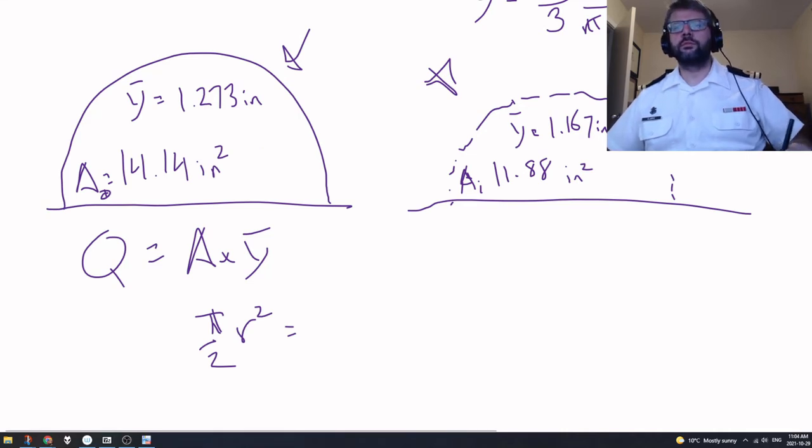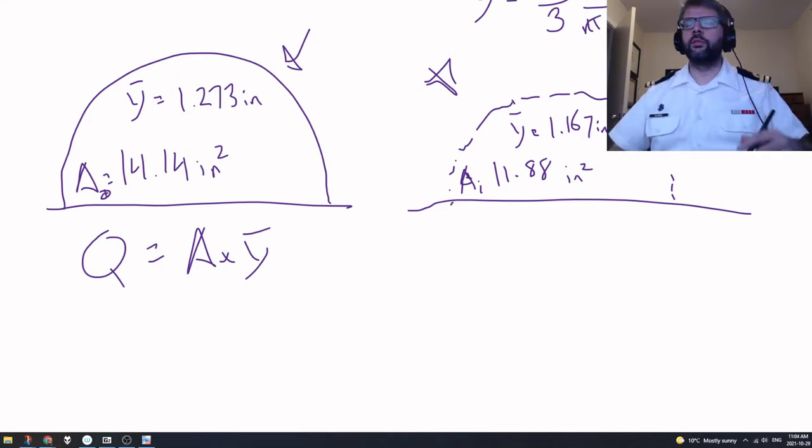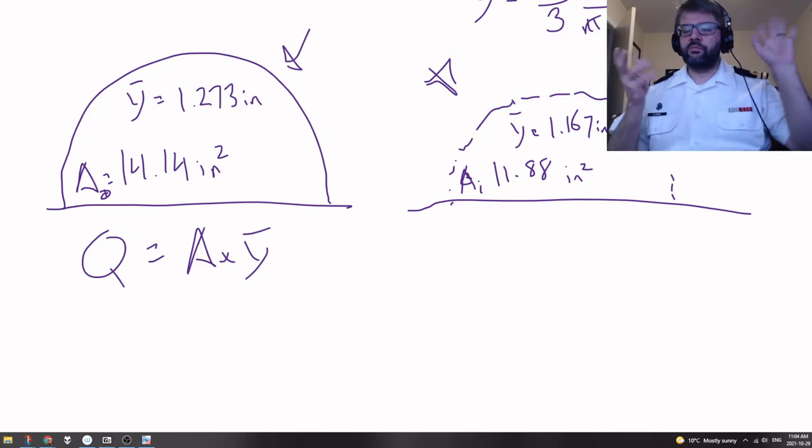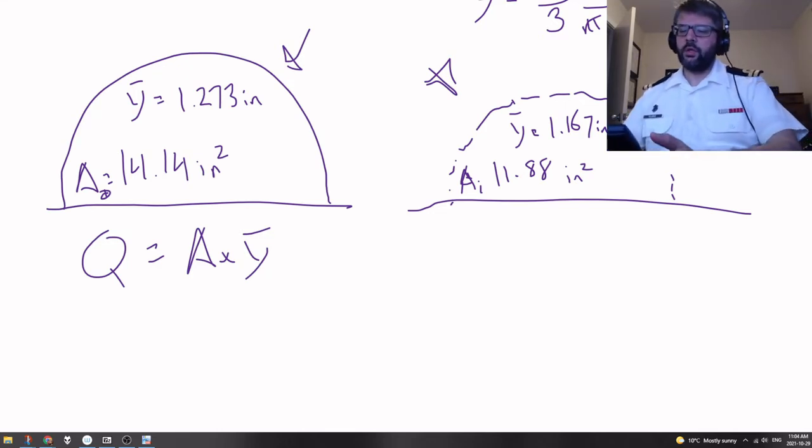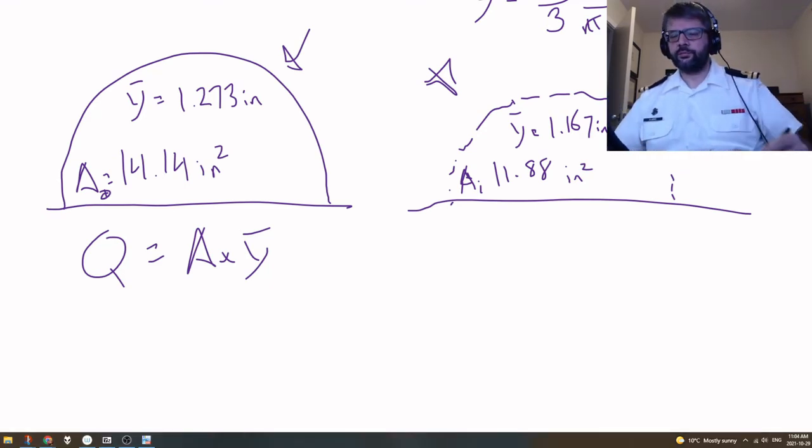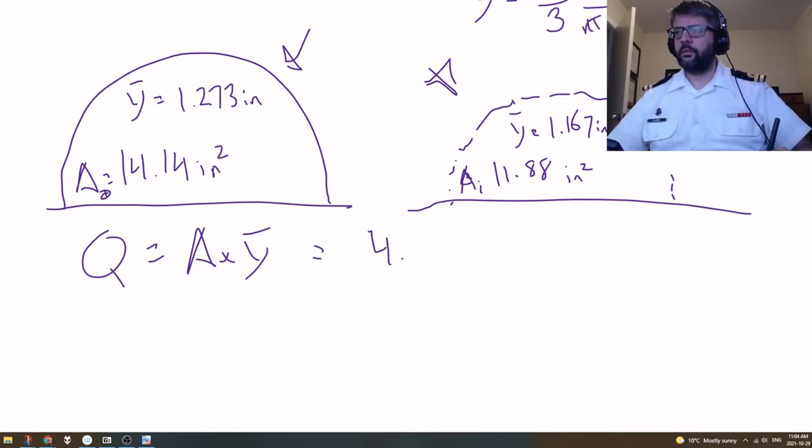So yeah, the Q bar, the Q for this object here is going to be 14.14 times 1.273 minus 11.88 times 1.167. And that is 4.136 inches cubed.